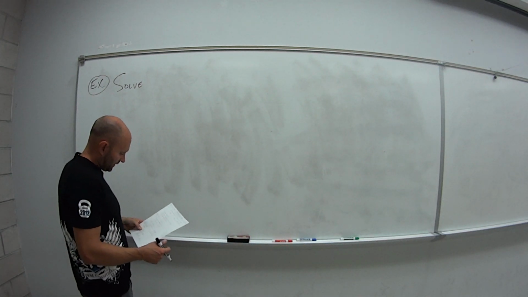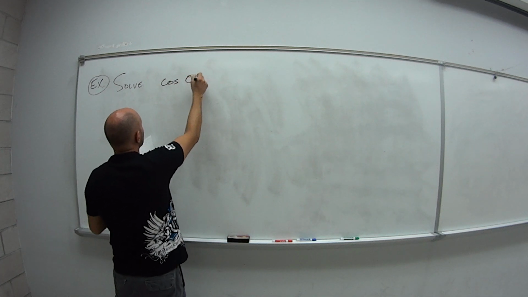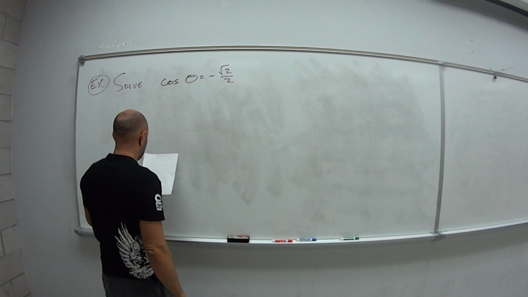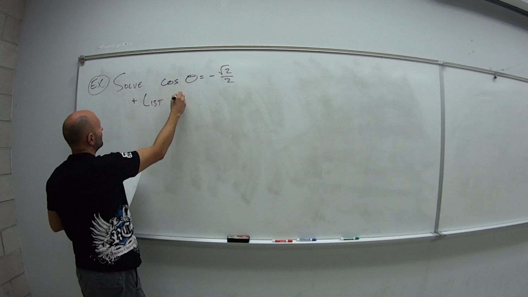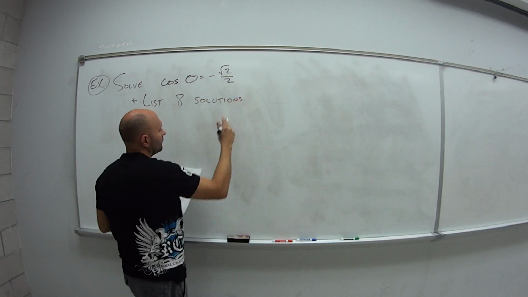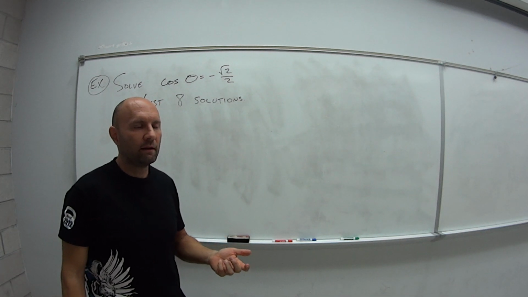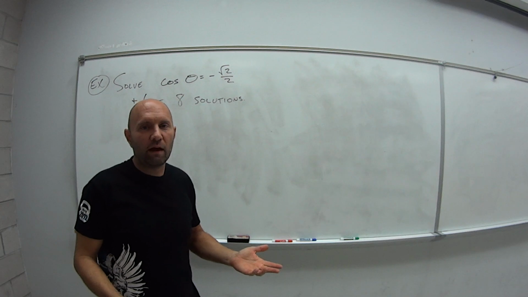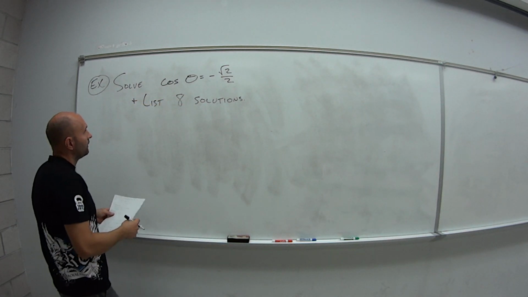Okay, so the next example we want to look at is cosine of theta is equal to negative square root of 2 over 2. And we want to list 8 possible solutions. So instead of all the solutions with the plus 2k pi, now we just want 8 specific ones. So we'll pick the value of k ourselves and then calculate what those values are.